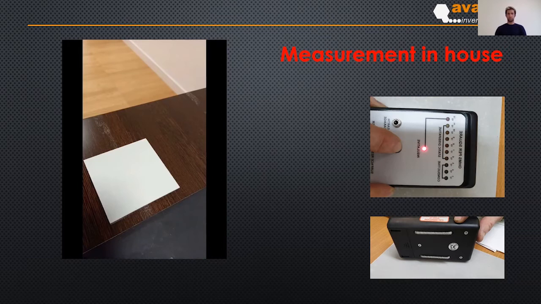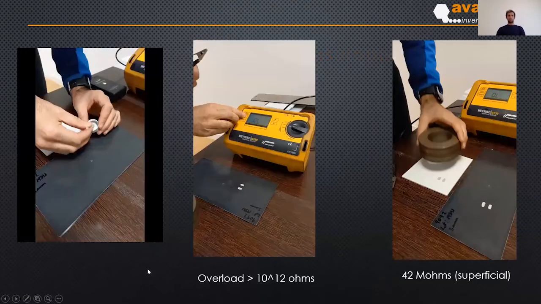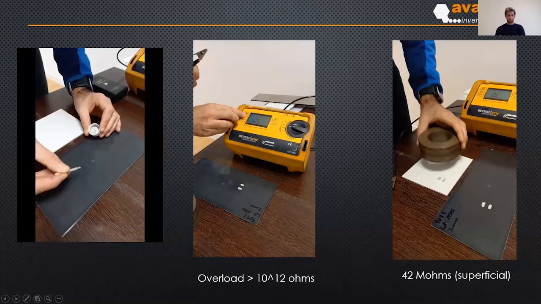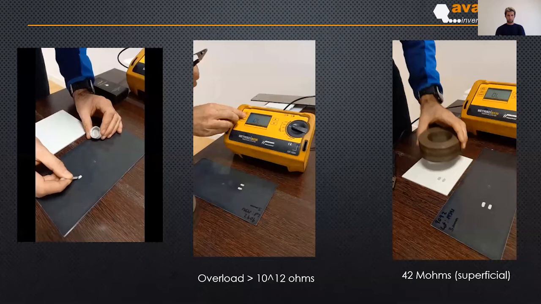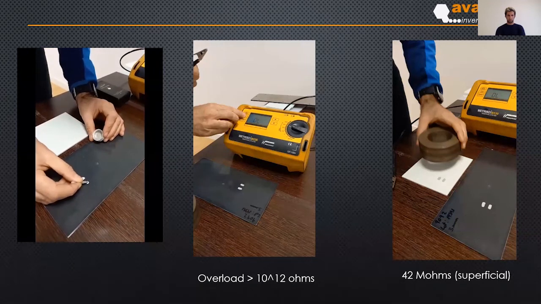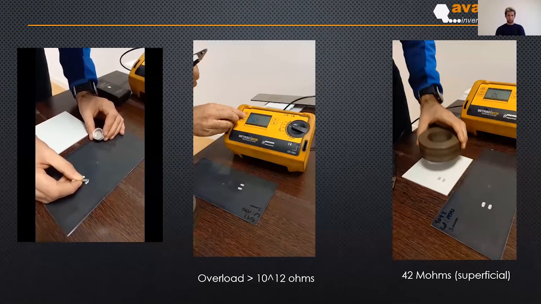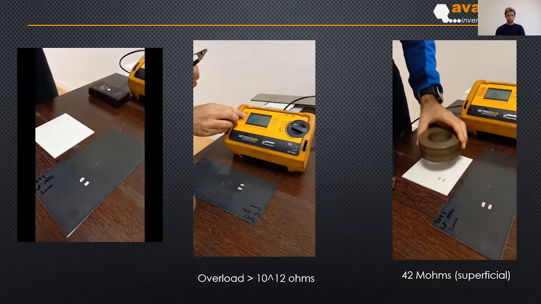Okay, this is the standard, but we are going to pass to another, more professional method, but at the end we can do it at home. That is painting electrodes with silver. In this case, we have silver paint that is very easy to buy in whatever shop, and you paint the two electrodes on the sample.